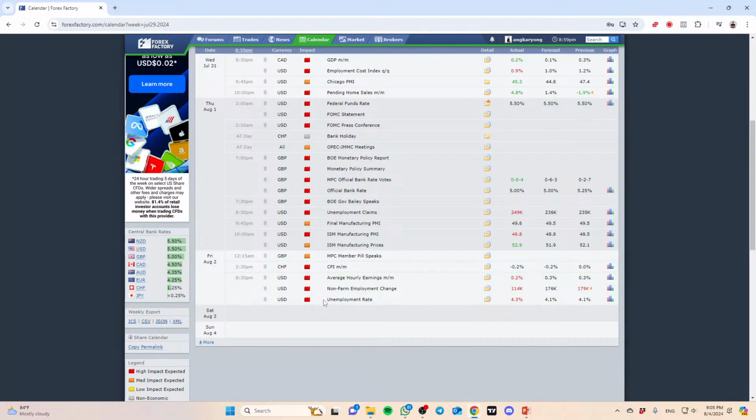If you take a look at the unemployment rate, it's going up from 4.1 to 4.3. And very likely, if this trend of unemployment rate rising continues, there's a very good chance that we'll see a potential recession going into 2025. And the fear of that would put pressure on the Fed to start considering cutting rates.